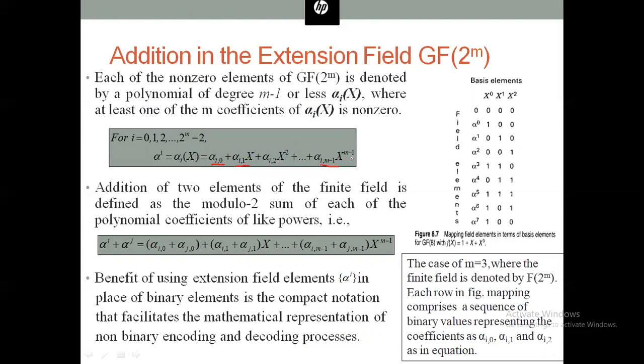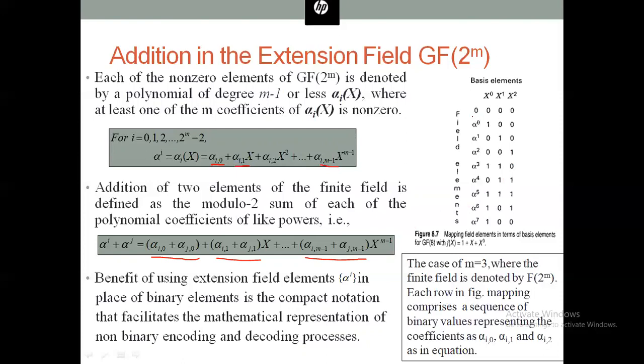If we have to perform the addition, we perform the modulo 2 sum between the corresponding powers of the polynomials, the same way we do in binary cyclic codes. So the addition process is the same. Now let's check what will be the case.